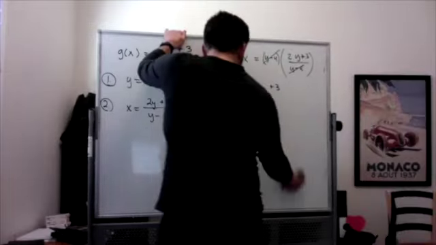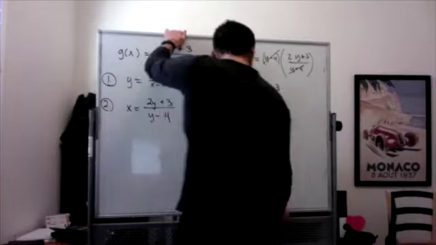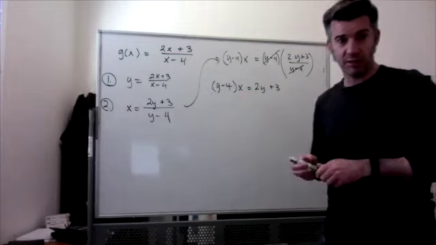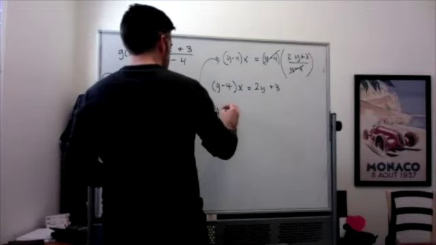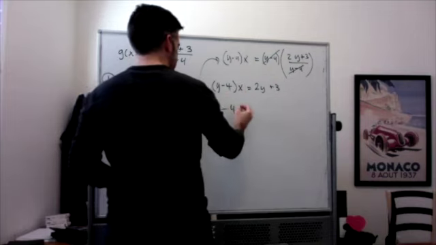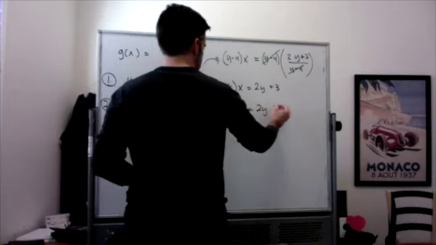So instead, here's what we're going to do. And this is usually the process for this particular type of problem. We're going to multiply the left-hand side, so distribute the x. X times y is xy, and 4 times x is 4x, equals 2y plus 3.